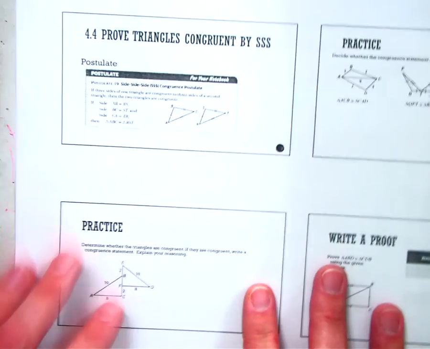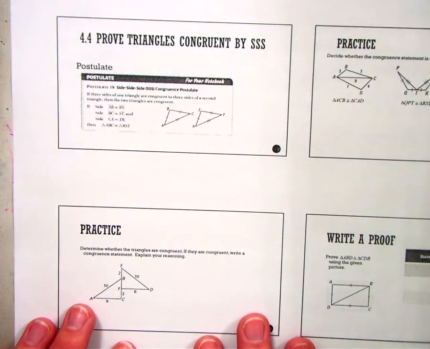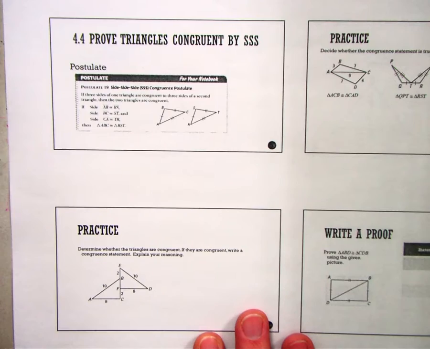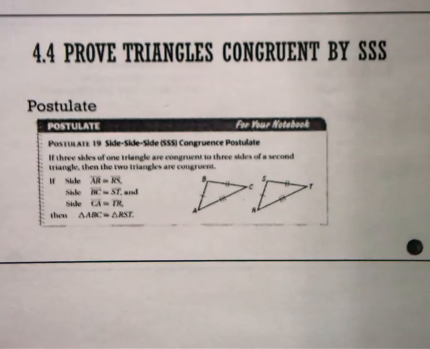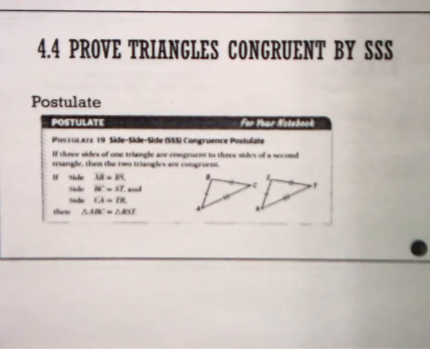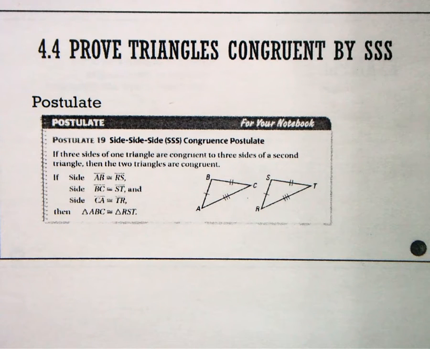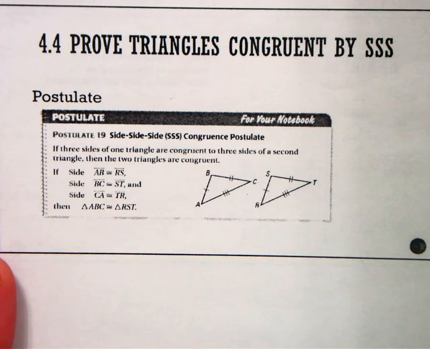So we have a new postulate called the side-side-side postulate. And the side-side-side postulate is used to prove, specifically, triangles congruent to each other. So it doesn't do anything else but prove 2 triangles congruent. And we're going to use that later on to prove special properties of things like rectangles and rhombuses and trapezoids and kites. So we're going to use this later on down the road, but we first have to just figure out how to show 2 triangles are congruent.